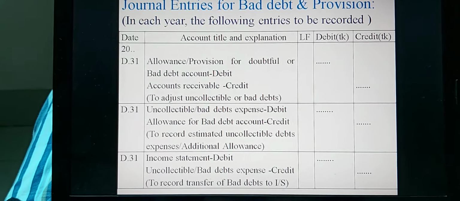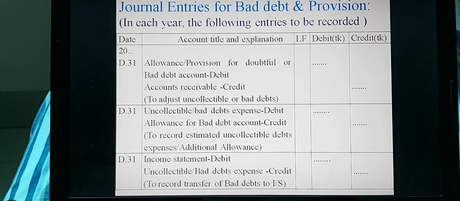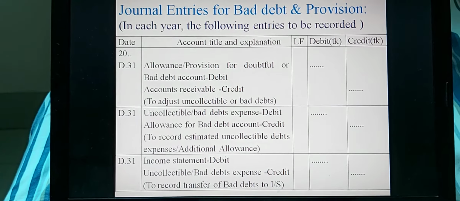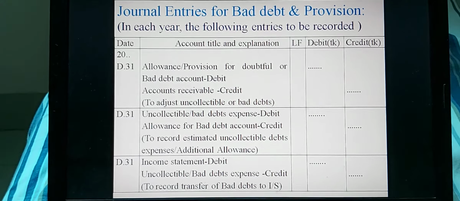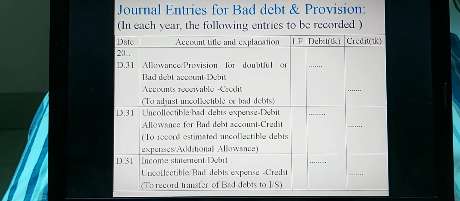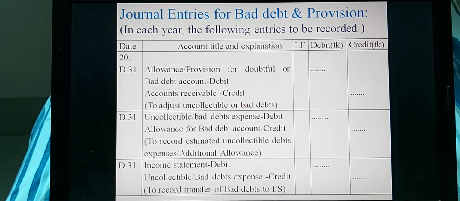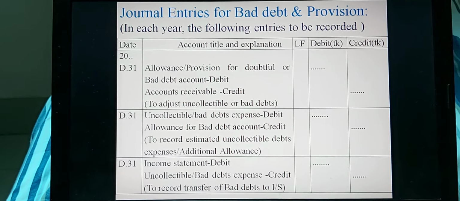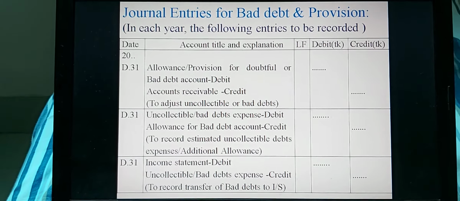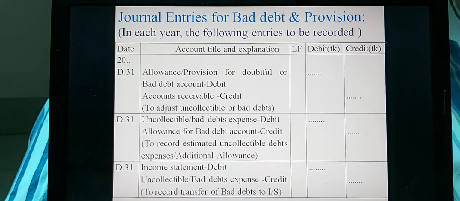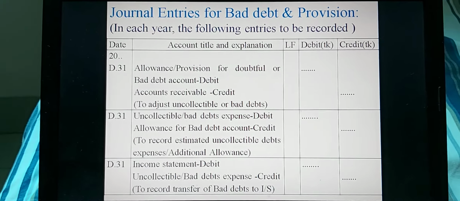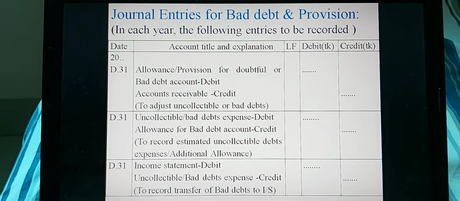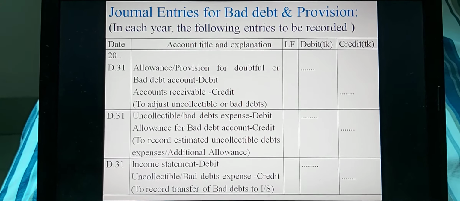Dear students, you have to understand that these are the only three entries for the recording procedure of bad debt and provision for bad debt. These are very important entries. So you have to write them, understand them, and recall them. I hope you are writing very attentively in your accounting practice copy.